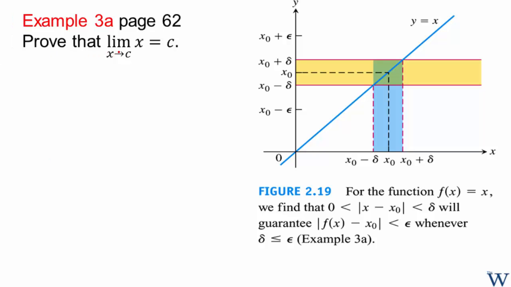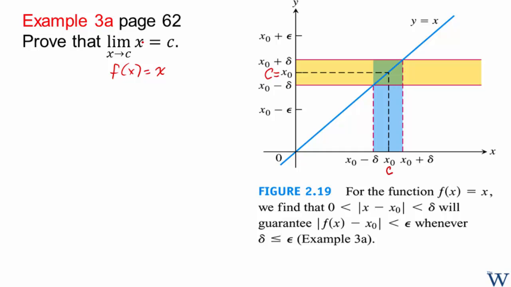Prove that for the identity function y equals x, the limit as x approaches c of x is equal to c. Of course, if you let x sub 0 be c, then as x approaches c, the y value will also be equal to c. So here, f of x is our identity function x.